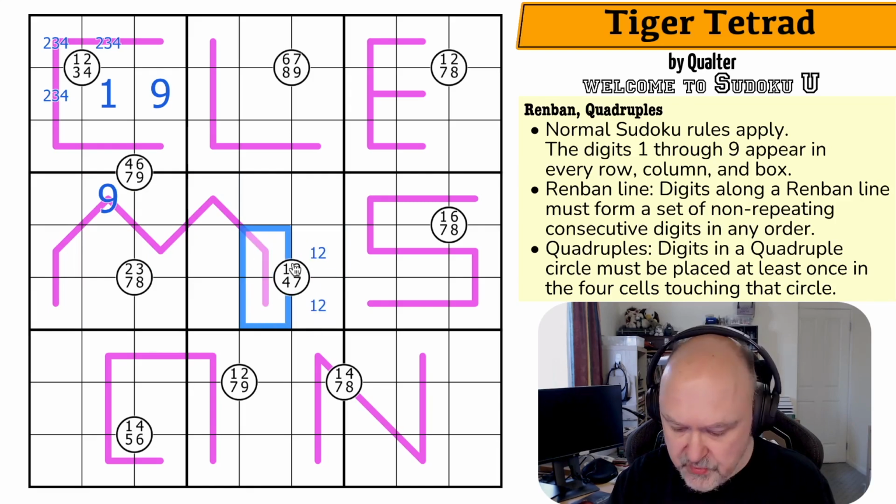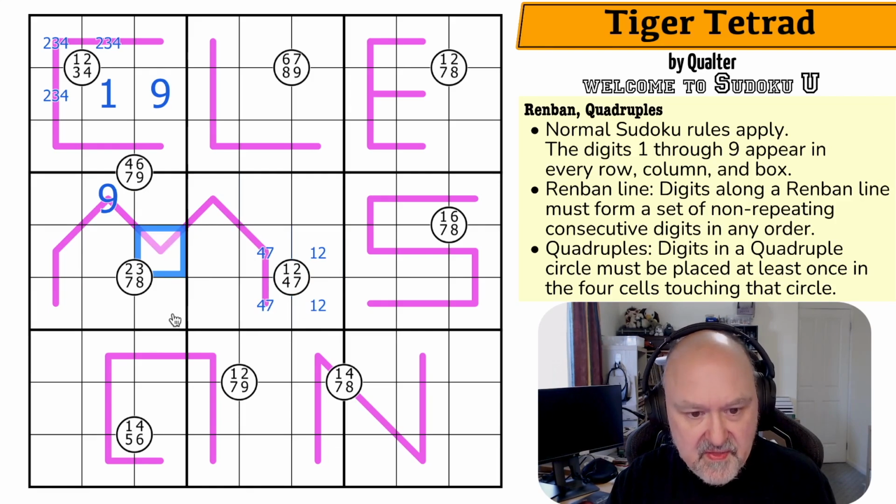This is 1, 2. This is 4, 7. This can't be a 7 or a 2. Because if it was a 7, the 7 would repeat on the line. If it was a 2, we know there's no 2 on the line. So this is 3 or 8. We know there is a 2 in here, so we know there's a 2 up here.